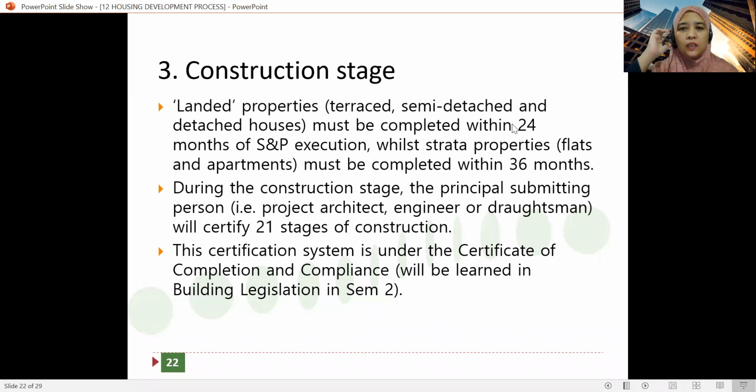Now, during the construction stage, okay, the principal submitting person, PSP just now, the architect or the engineer or the draftsman will certify 21 stages of construction. Okay, this we will learn later on under building law, but the CCC, the Form F though, will only be issued once all 21 Form Gs have been submitted to the PSP. Maknanya bila forms tu dah submitted, dia certify sudah siap lah 21 stages of construction. Then only the building is certified complete and complying, sudah comply dengan all the regulatory requirements. Okay, this certification system is known as CCC.